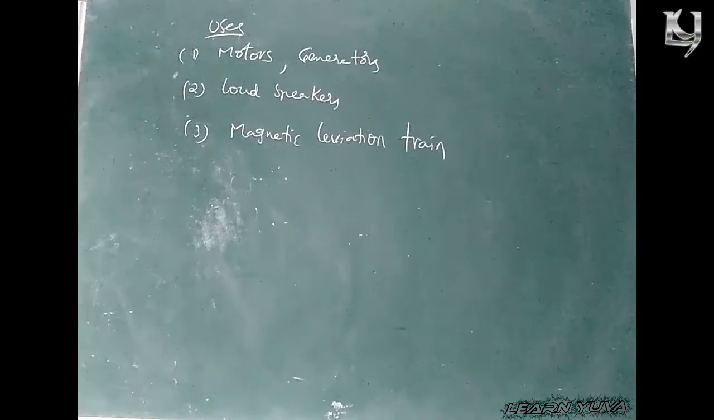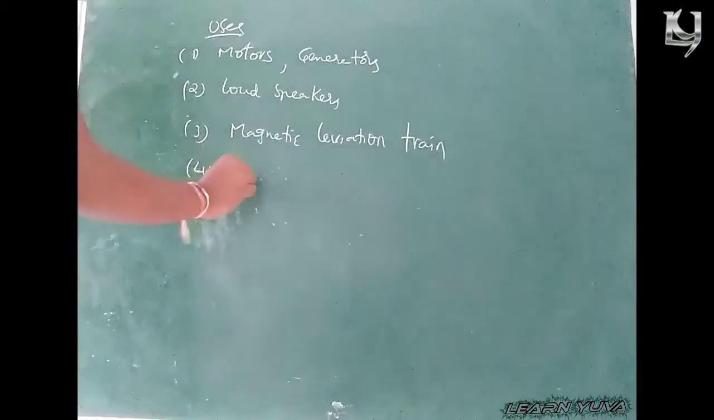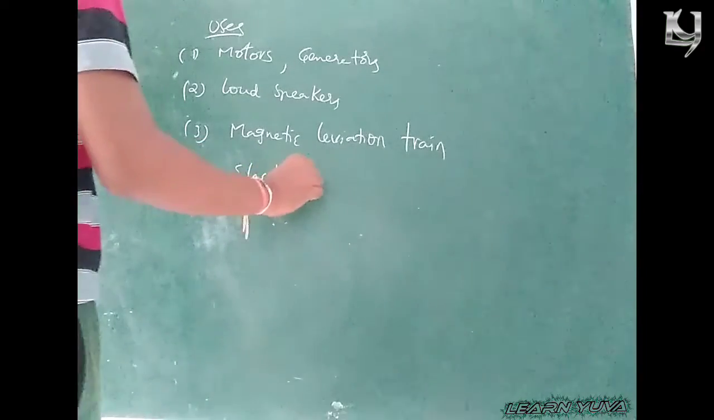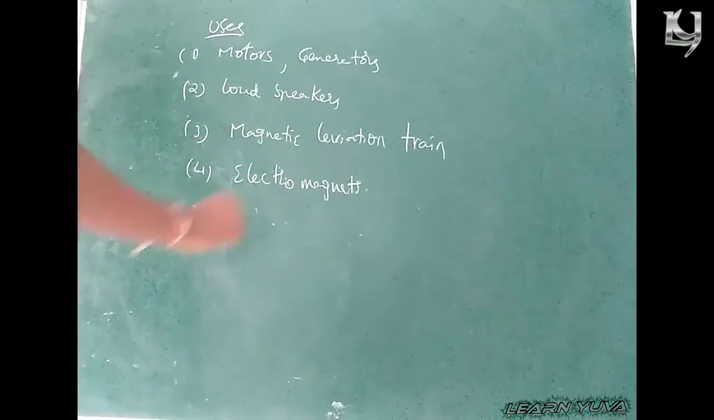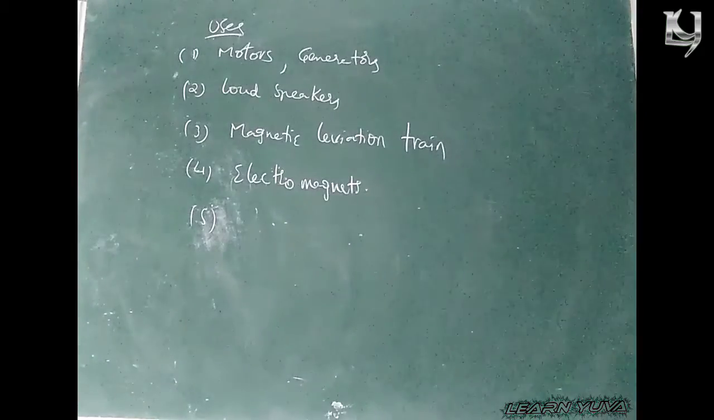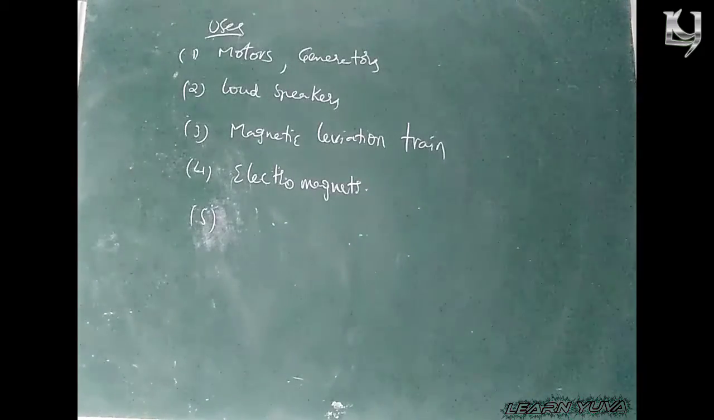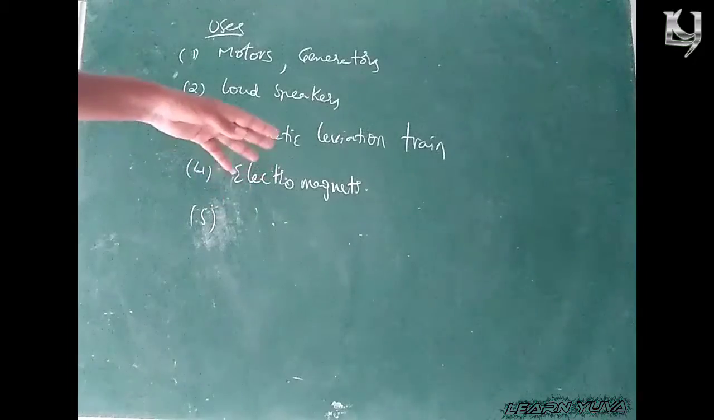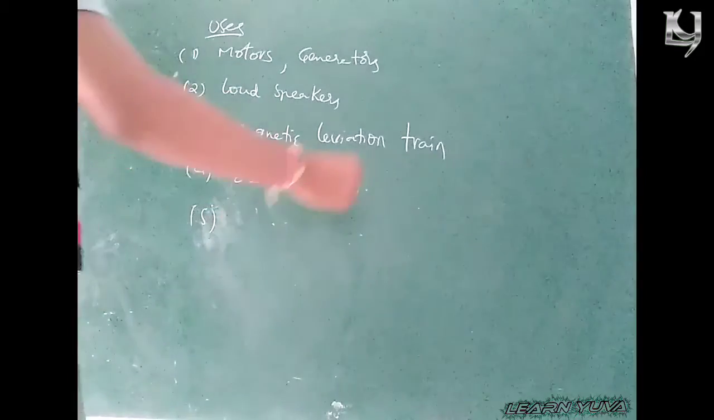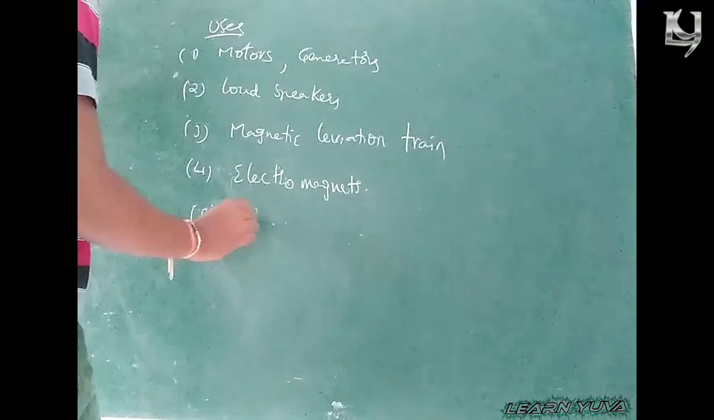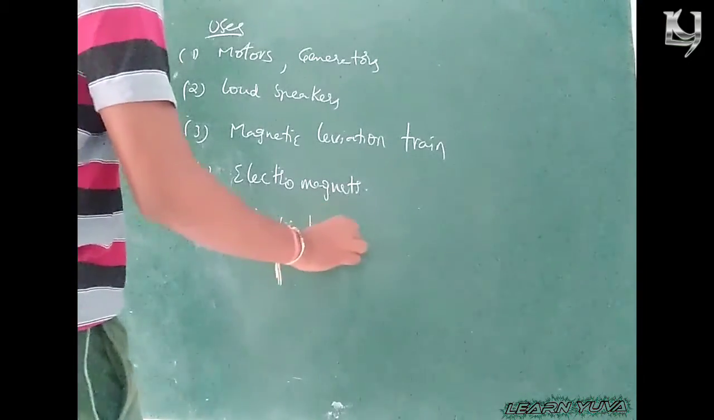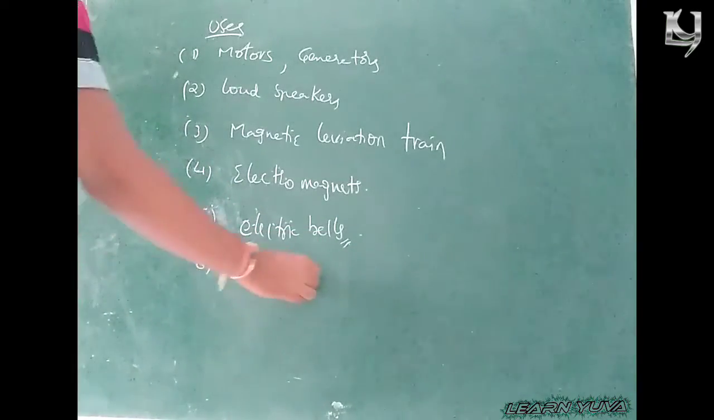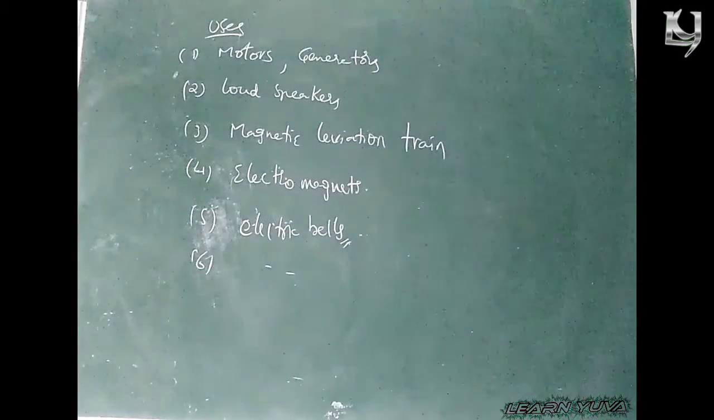Next, electromagnets. Electromagnets are used to lift heavy weights. We use electromagnets in trains, bells, electric bells, etc. So there are so many uses. Thank you.